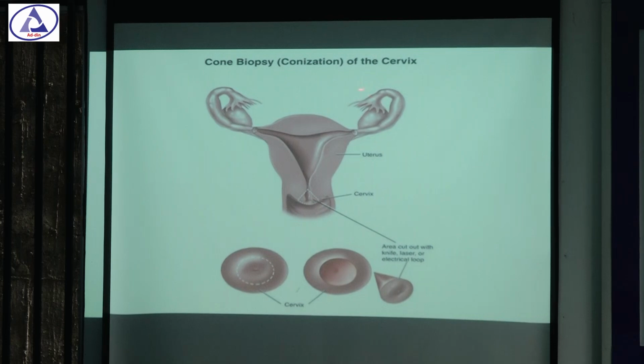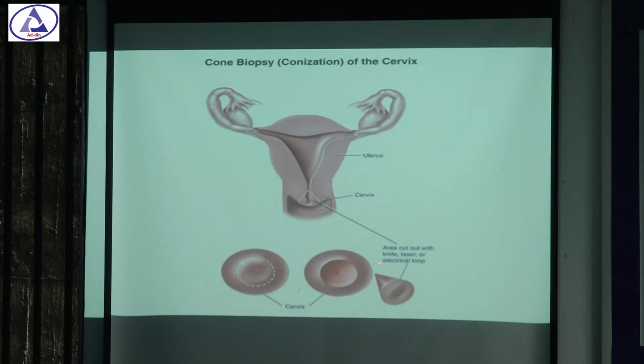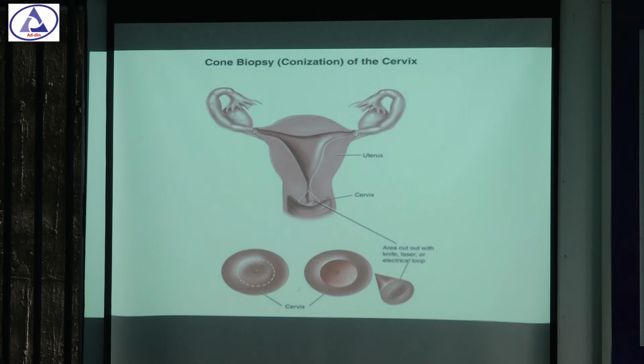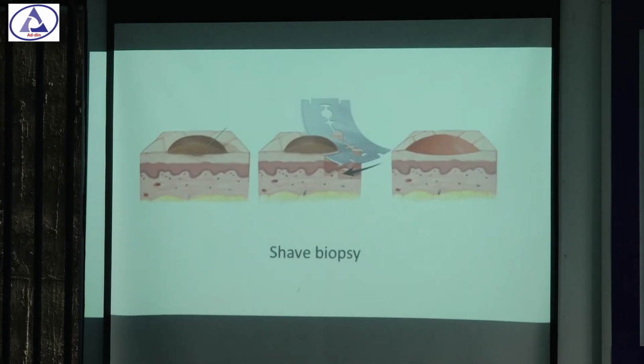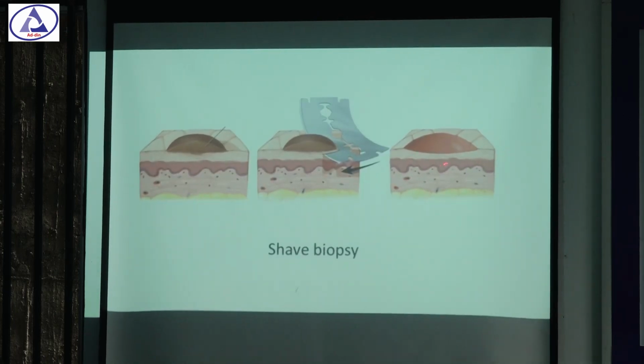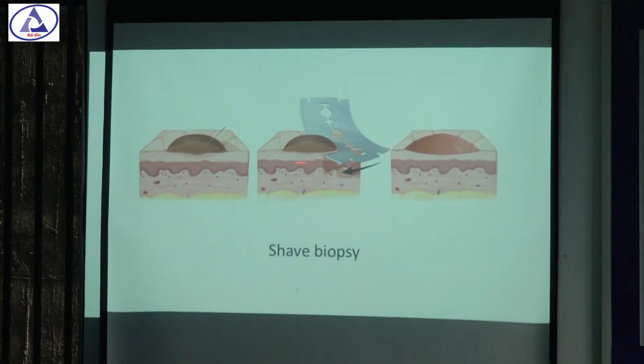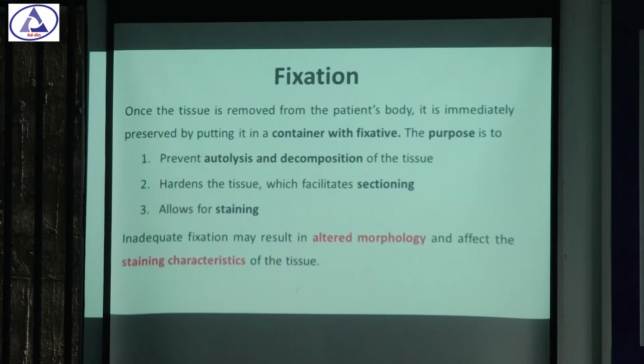Then there is cone biopsy of the cervix. It is called cone because by this process, a conical piece of tissue is taken out from the ecto-endocervical junction. Then there is shave biopsy. It is done usually for superficial skin lesions where the skin lesion is taken out with a surgical blade.